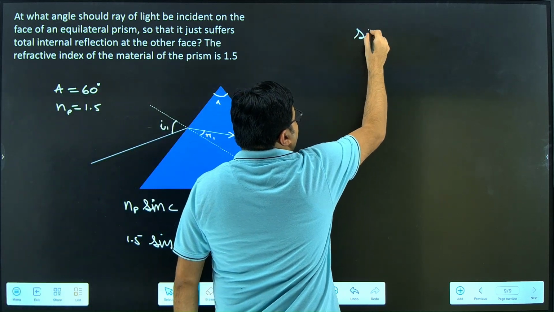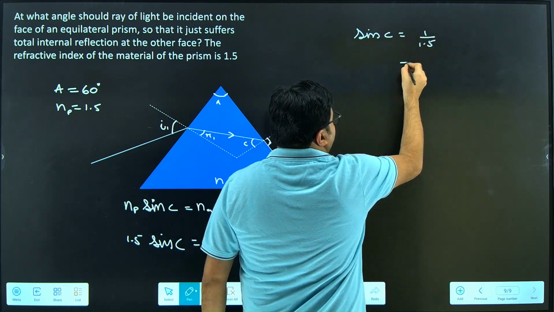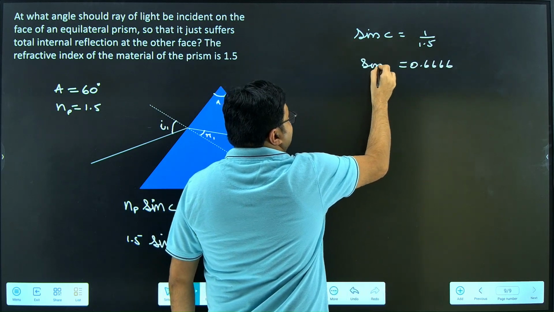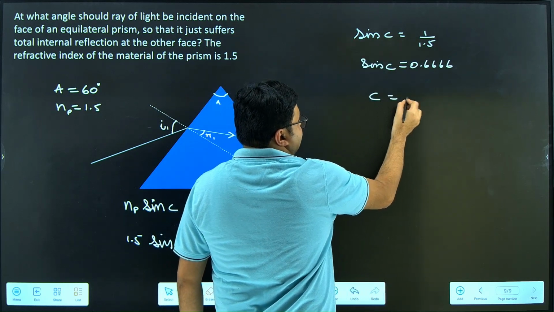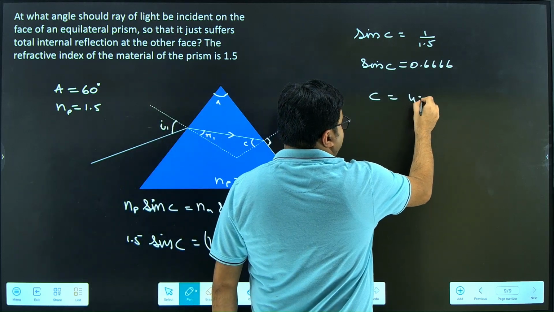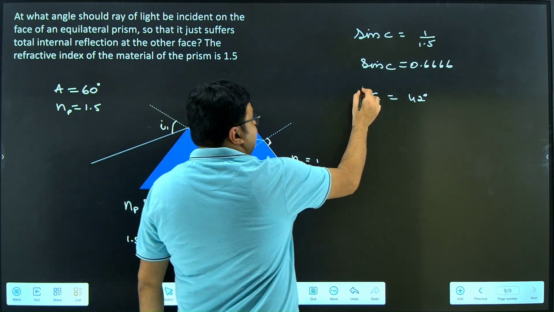Sine C becomes equal to 1 divided by 1.5, which is 0.6666. That's sine C. What is C? C is sine inverse of 0.6666. It turns out to be 42 degrees, nearly that. Okay, 42 degrees. We know the critical angle now.